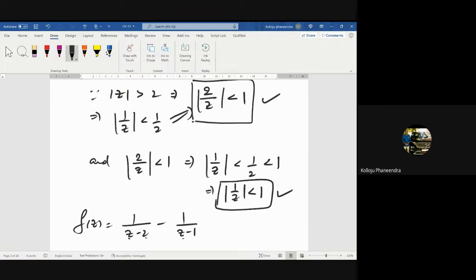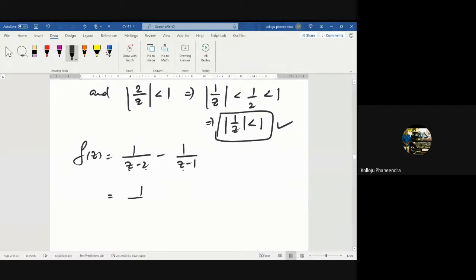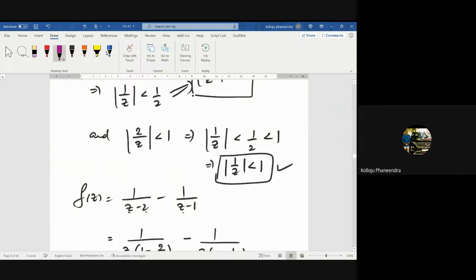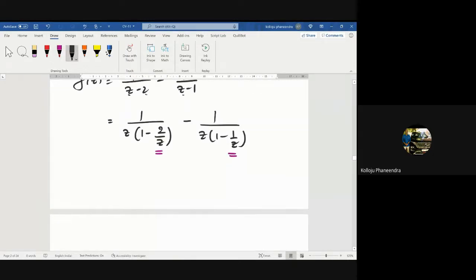Any doubts? 2 by z less than 1. Dividing on both sides by 2, 1 by z less than 1 by 2, that is less than 1. So I have to alter this one as what? Take z common, 1 minus 2 by z I am getting here. Next one, take z common, 1 minus 1 by z I am getting here. So what are the terms now? 2 by z, 1 by z. Both are less than 1. So expansion is possible.